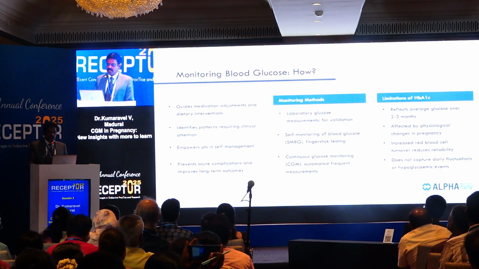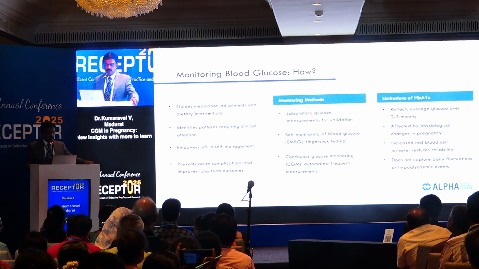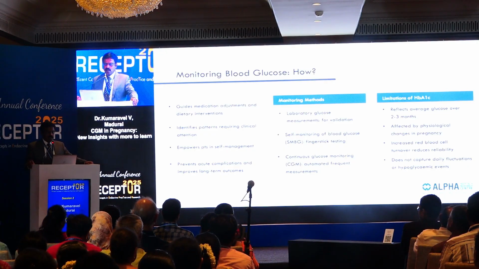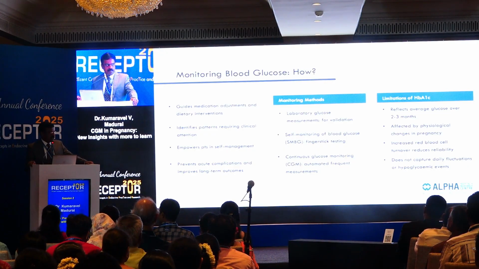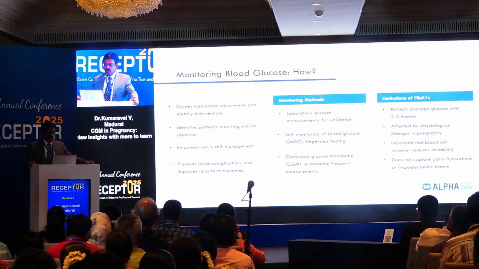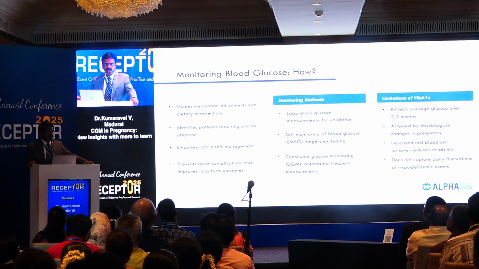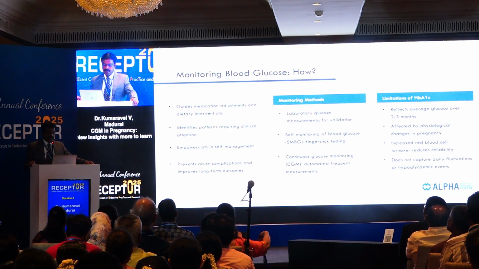But in pregnancy, what happens? Your physiological changes in pregnancy increase your red blood cell turnover. So your HbA1c may not be the best marker in pregnancy. And again, HbA1c takes 3 months to change. Pregnancy itself is a very short duration, so you may not totally rely on your HbA1c, but of course we can use fructosamine, which reflects 2 weeks blood glucose in pregnancy.